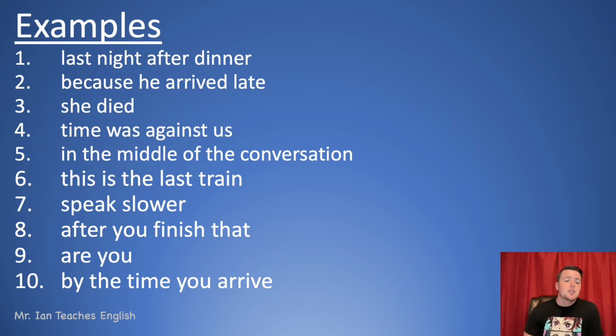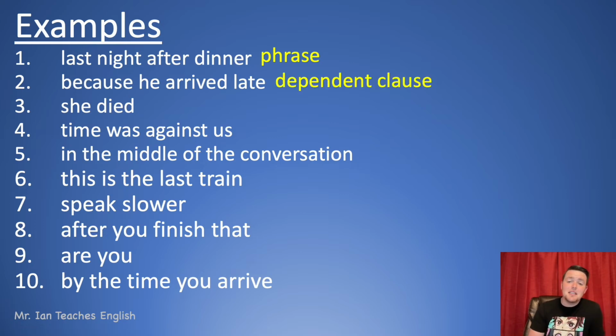All right, so here we go. Number one, last night after dinner. This is a phrase. There is no verb here. Dinner is a noun. Last night, noun, no verb, so it cannot be a clause. This is a phrase. Number two, because he arrived late. That is a dependent clause. What happened because he arrived late? We have a subject and verb, he arrived, but what happened? We don't know. It's not independent.